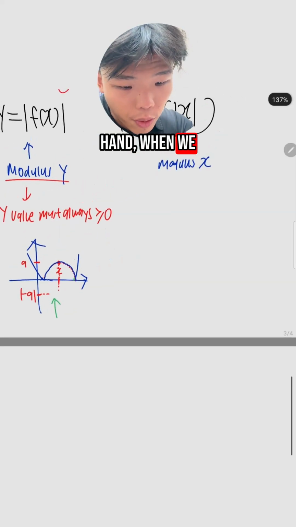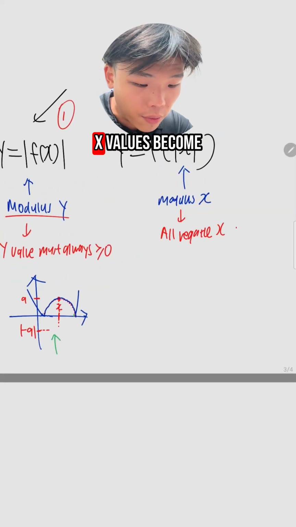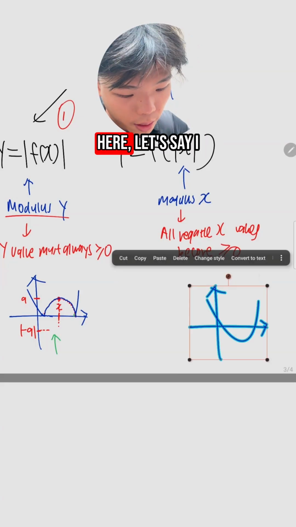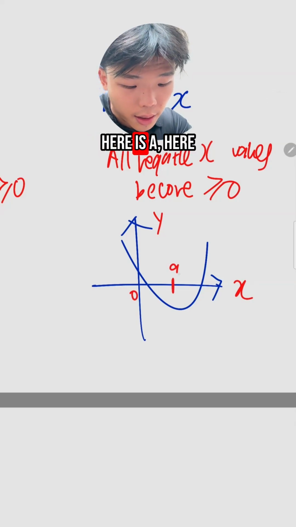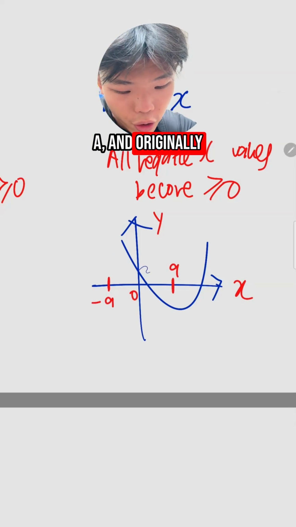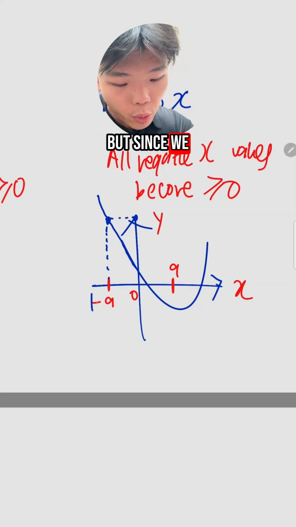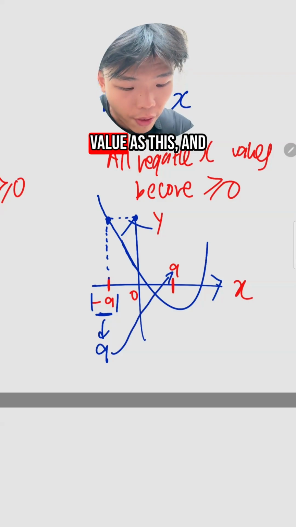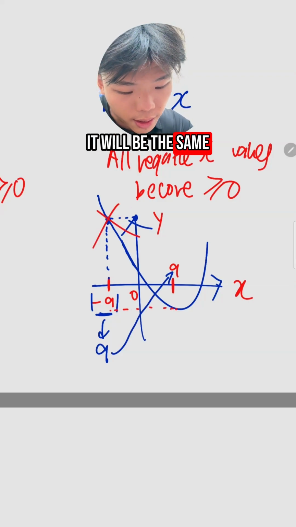Now on the other hand, when we mod the x value over here, what this means is that all the negative x values become bigger than or equal to 0. So if we were to take a look over here, let's say I paste this here, you see that this is y, this is x, and then here is 0. So if let's say here is a, here will be negative a. And originally negative a will correspond to this point over here. But since we mod this now, this negative a becomes a, and therefore it will have the same value as this, and therefore the corresponding value will no longer be this, but it will be the same on the right.